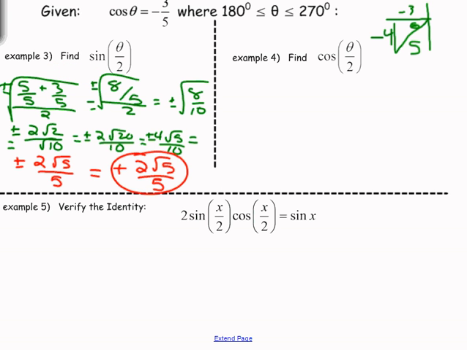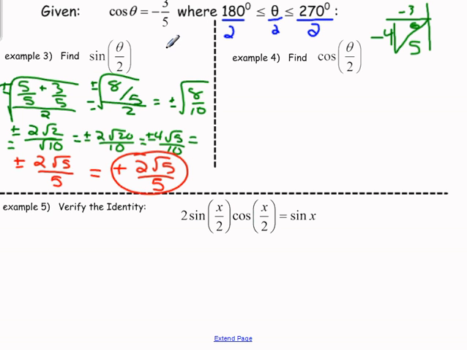Alright, so you should end up with a positive 2 root 5 over 5. Now, how do I know it's positive? That's kind of a tricky part. What you have to do in this instance is it's all based on what quadrant sine of theta over 2 is in. So we don't know it. We know theta is in 180 to 270. So what you end up doing is dividing theta by 2 so it matches this angle measure. But since this is an inequality, just like in algebra 2, you have to divide everything by 2.